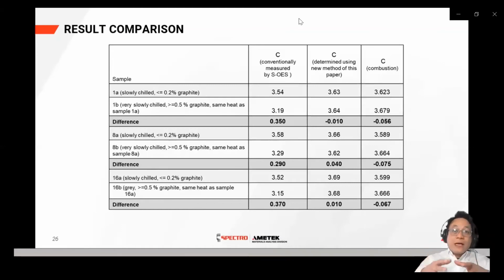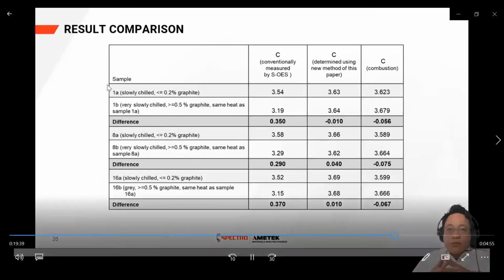Okay, after a lot of theory, there are some practical results. Sample 1A and 1B are coming from the same heat, but the 1A sample contains approximately 0.2% free graphite, and the 1B sample contains more, at about 0.5% free graphite, due to different chilling periods. We compared the results of the new advanced method we invented to combustion analysis.